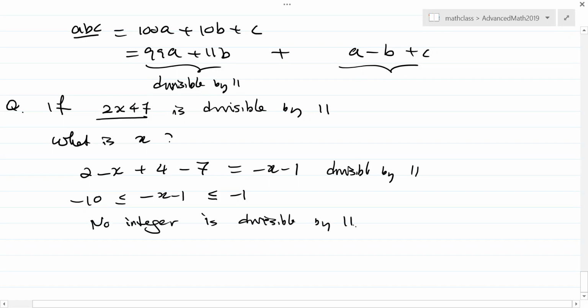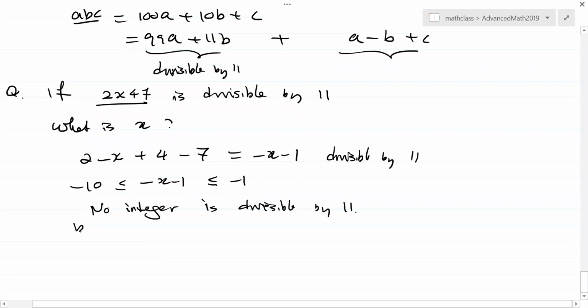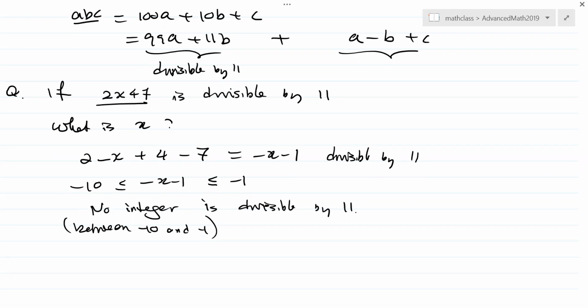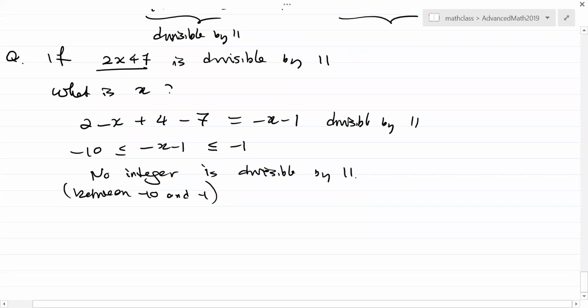So x cannot be 9. No solution. Yeah, it's no solution. You cannot. So no integer between -10 and -1 is divisible by 11, I should say that. So that's why there's no solution. You're not able to find the solution.